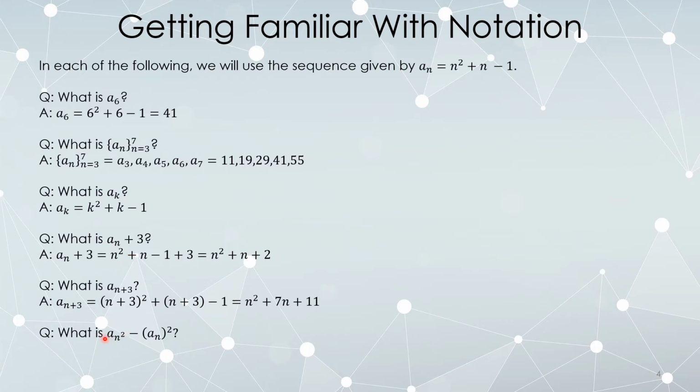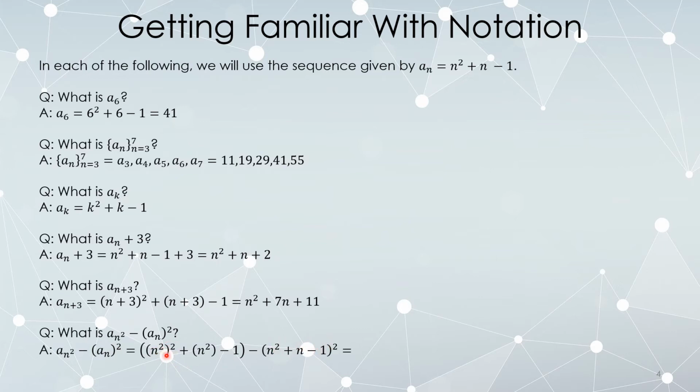This plus 3 is within the index itself, and these are very different things. What about the following? A sub (n squared) minus (a sub n) squared. Well, a sub (n squared) says take the input and do this to it. Square it, add it, subtract 1. But the input here is n squared. So square it, add it, subtract 1. This other term, however, just says take a sub n, and once that's computed, square that. (n squared plus n minus 1) all squared.